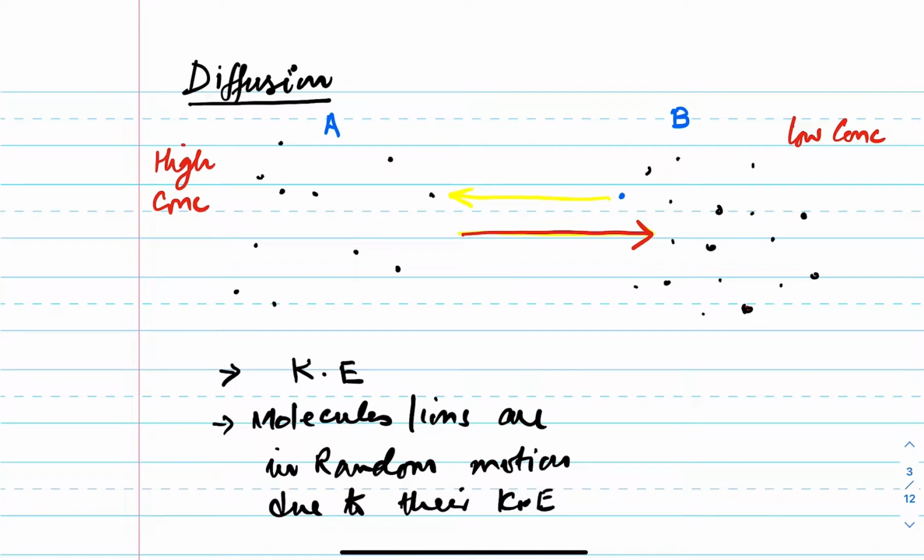So this random motion of the molecules continues until the concentration becomes the same on both sides. And this is known as equilibrium. This process of random mixing of the molecules from one region where they have high concentration to the region where they have low concentration without the use of energy is known as diffusion. Let's see an example.